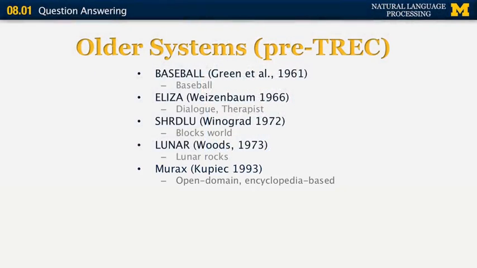The first more general domain system for question answering was introduced by Julian Kupiec in 1993. It was based on an encyclopedia, it was open domain, and I already showed you some of the questions that it was able to handle a few minutes ago. The first web-based system was called START. It was designed by Boris Katz at MIT in the mid-90s. It was completely open domain, and it used the web corpus as the backend.